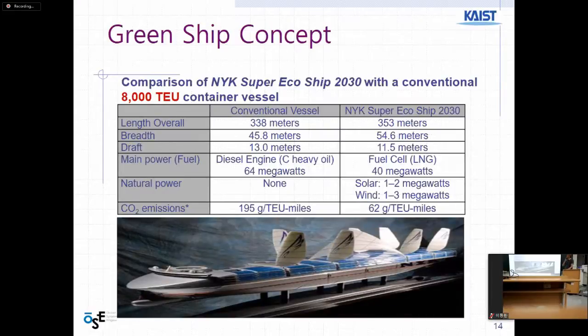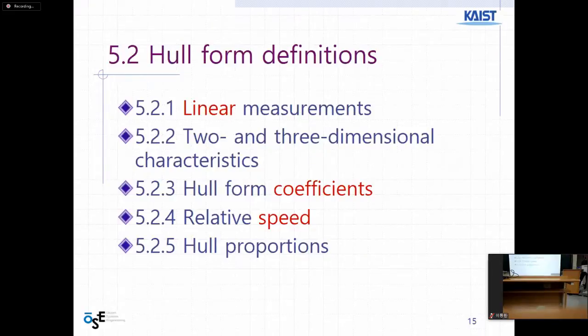And then 8,000 TEU, fuel cell, right? And then solar and wind. So the CO2 emission is very good. They use this. It is not constructed yet. This is just a concept ship. And whole form definitions. So linear measurement is the length, breadth and depth. You already saw this.